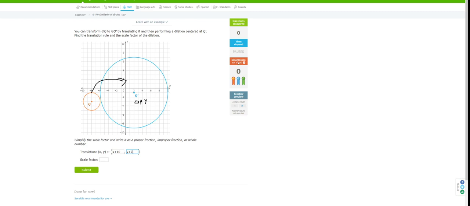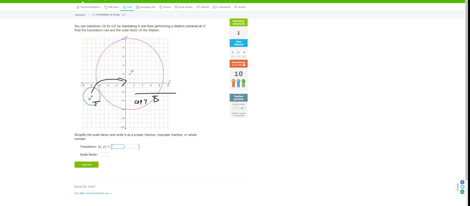And the scale factor, to find the scale factor, you need to find the radius. My radius here is 2. And the radius here is 1, 2, 3, 4, 5, 6, 7, 8. So here is 8. Remember that the scale factor, because it's getting bigger, is going to be 8 over 2. But 8 over 2 is the same thing as 8 divided by 2, which is 4. So my scale factor is 4. You submit that, and there you go.